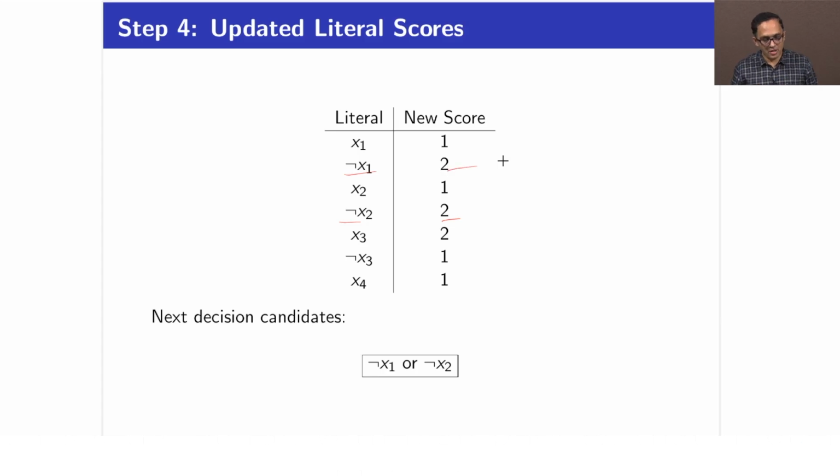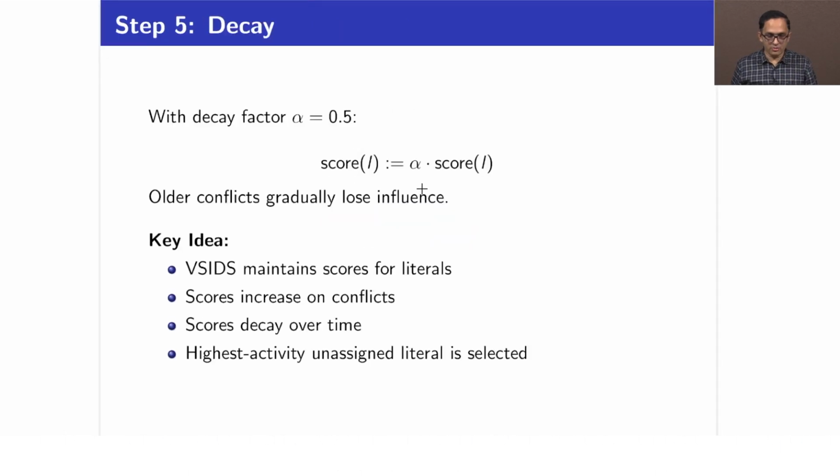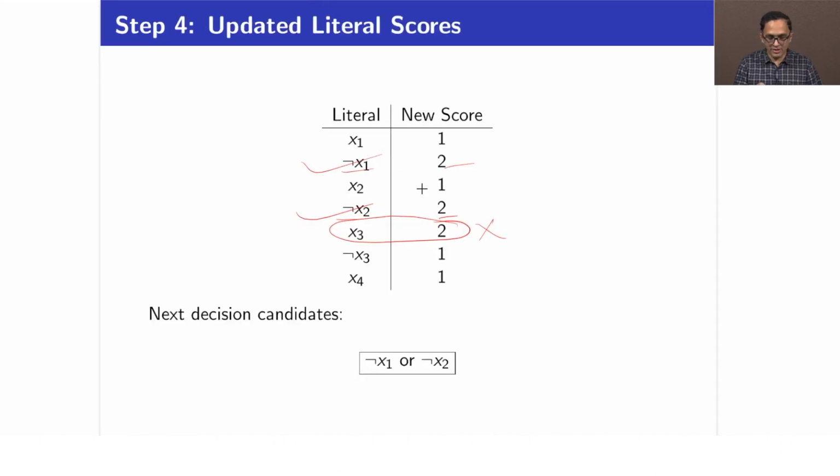The rest remain the same. So, now which variable to pick? Because x3 has already been picked earlier, it is not unassigned, so I will not pick this one. Based on that, I will now pick either not of x1 or not of x2, because their score is higher now. So, I will pick either not of x1 or not of x2 in the next level, right.